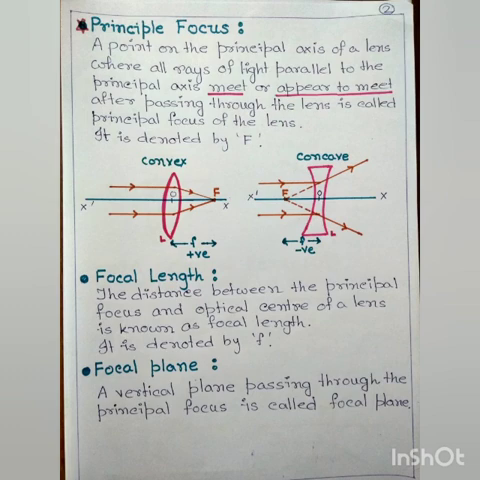Now, next we will discuss focal plane. A vertical plane passing through the principal focus is called the focal plane. So, if we consider a plane which passes through the principal focus and is also perpendicular to the principal axis, it is known as the focal plane.